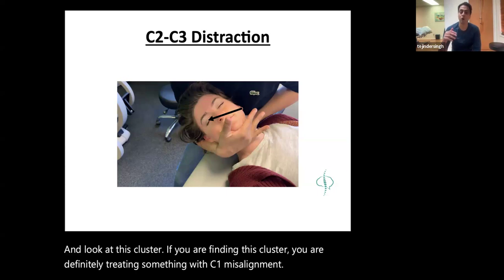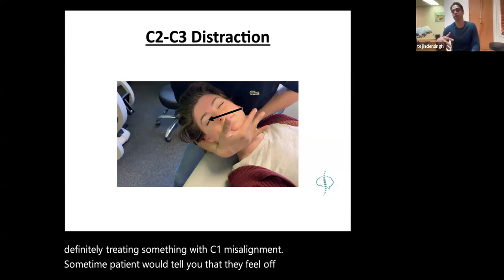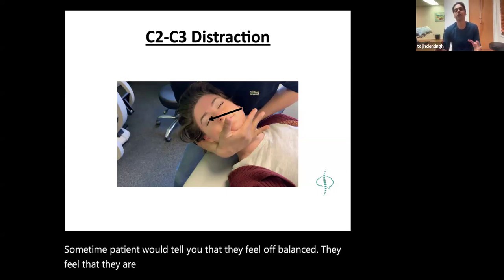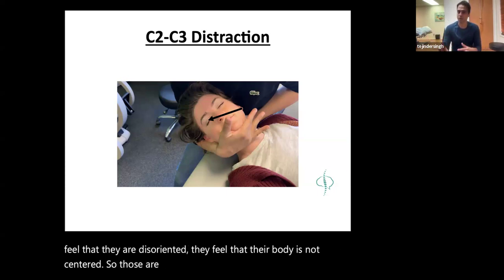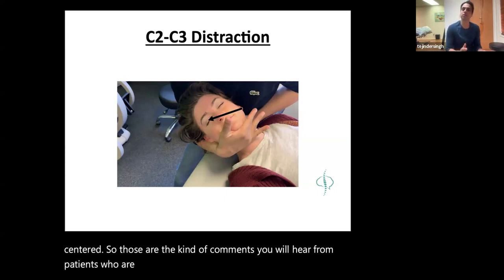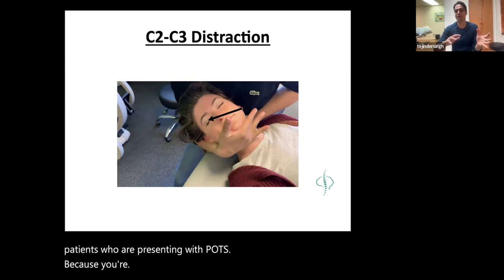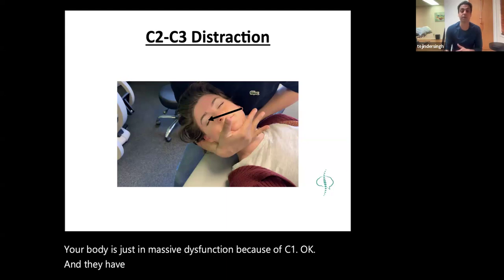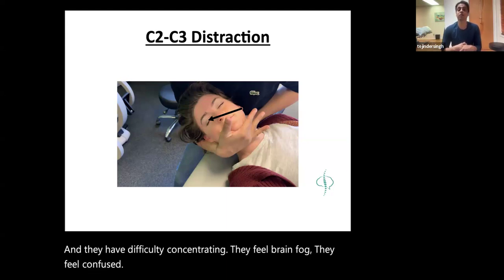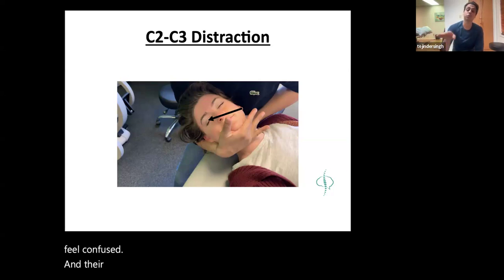Sometimes patients will tell you that they feel off balanced, disoriented, that their body is not centered. Those are the kind of comments you will hear from patients presenting with POTS, because your body is just in massive dysfunction because of C1. They have difficulty concentrating, they feel brain fog, they feel confused, and their overall quality of life is very, very poor.